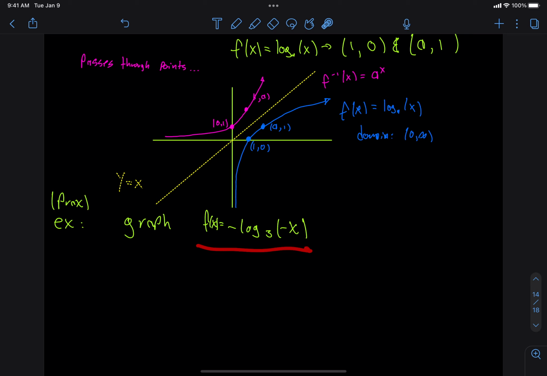So again, we can use the theory of transformations to try to make this picture, okay? So go ahead and work with a partner and try to draw as best you can the graph of negative log 3 of negative x. And I'd like you to make sure to label the 2 points that this function is guaranteed to pass through. All right, so go ahead and get started with the partner.